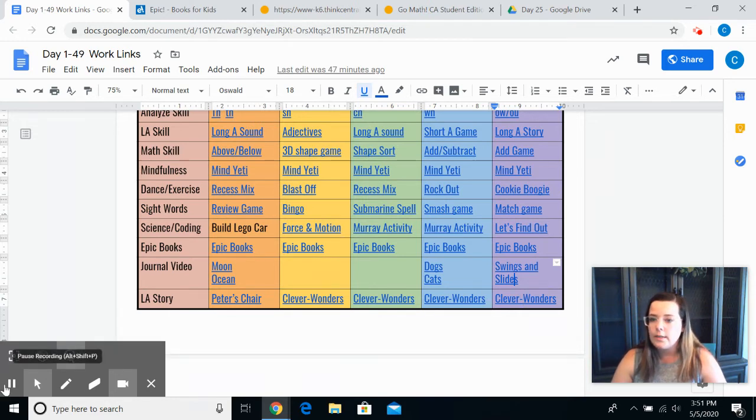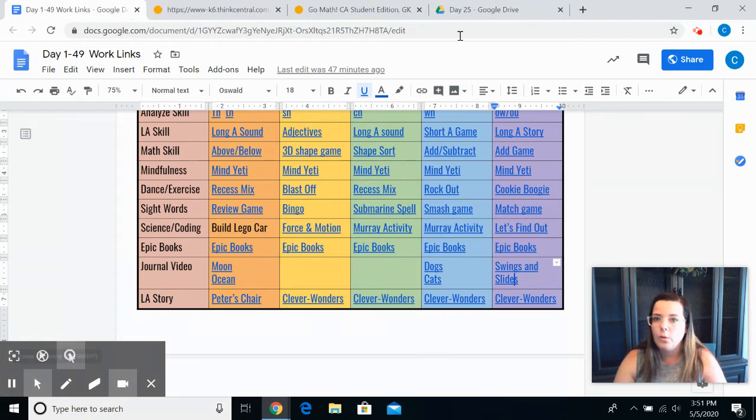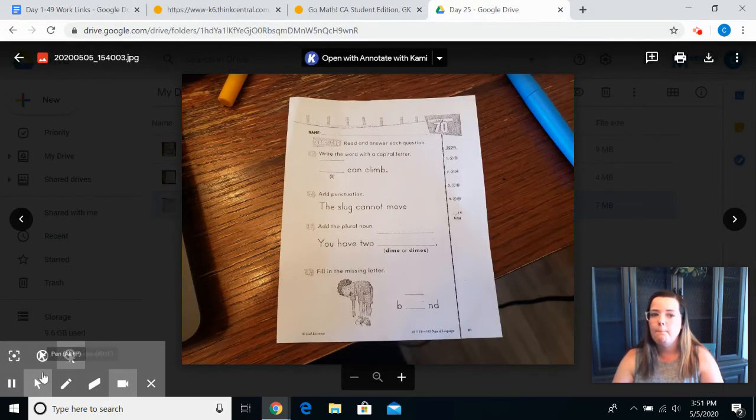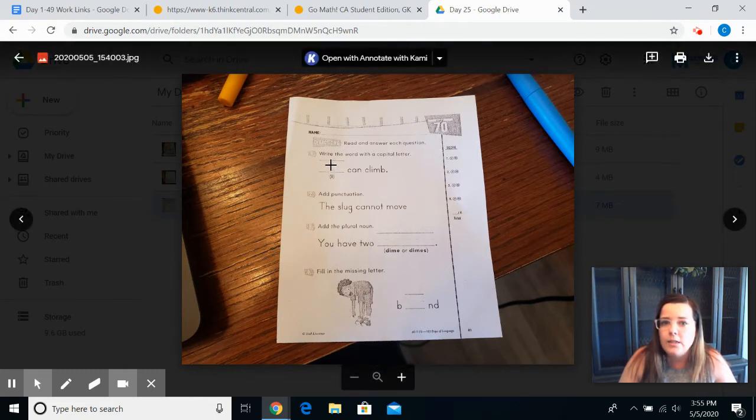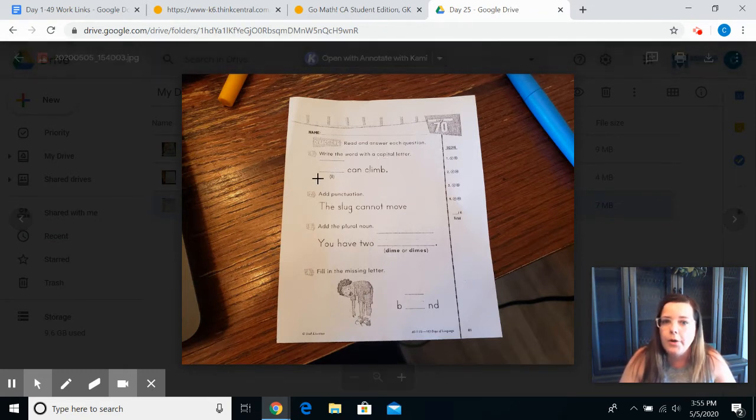So what we're going to do next is start looking at our work for the day. We're going to go over our warm-up. All right, we have warm-up for number 70. Let's read it. It says, write the word with a capital letter. I can climb. Number 2, add punctuation. The slug cannot move. Is it telling you something? If it is, you just put a period.